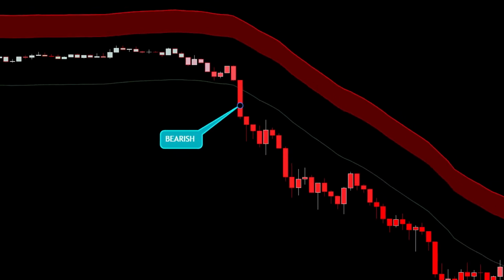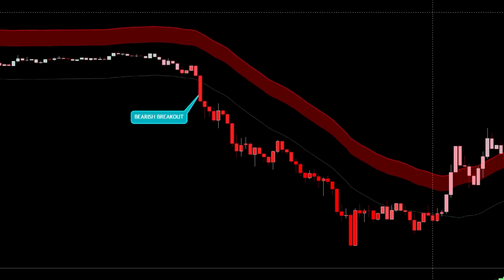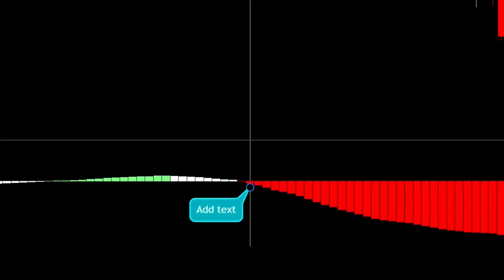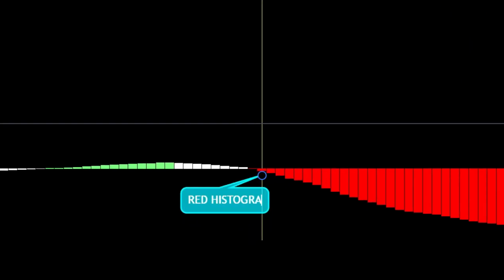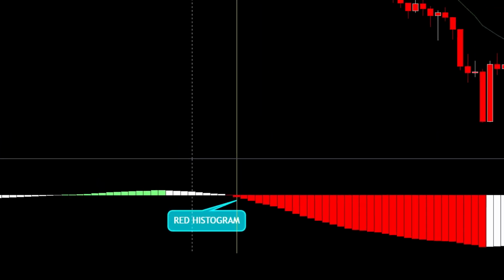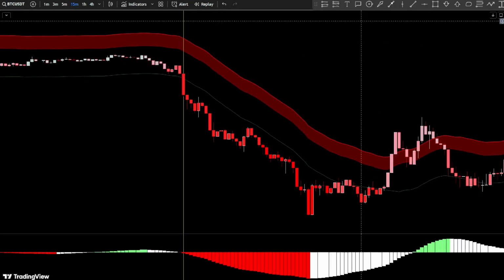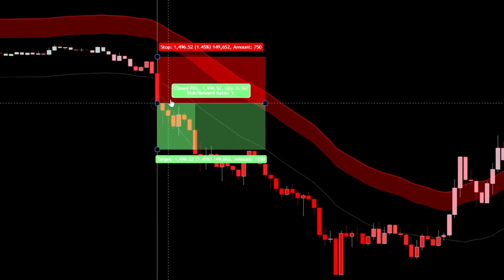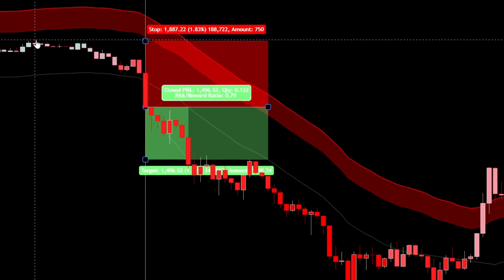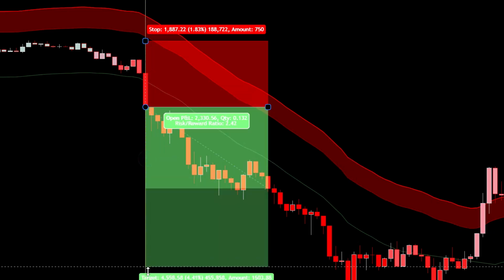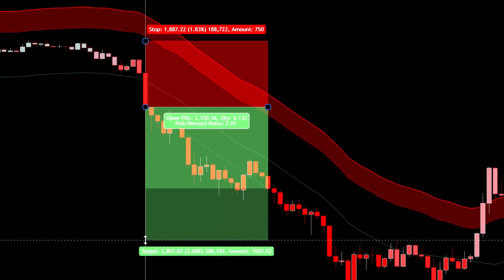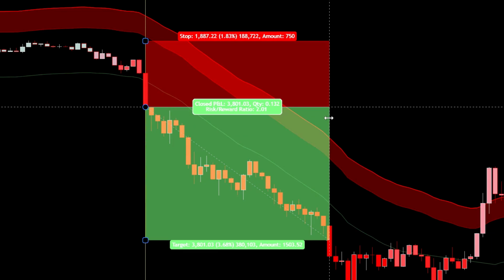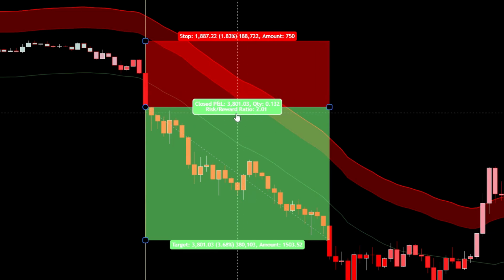But look at this example, another bearish breakout, and this time the histogram is red, and that's a confirmed sell signal. Red means bearish momentum is in full swing and we're ready to short. See how this works? We're using market structure algo to spot the breakouts and the squeeze momentum indicator to confirm the momentum. It's like a one-two punch, a system that's designed to catch those big moves.